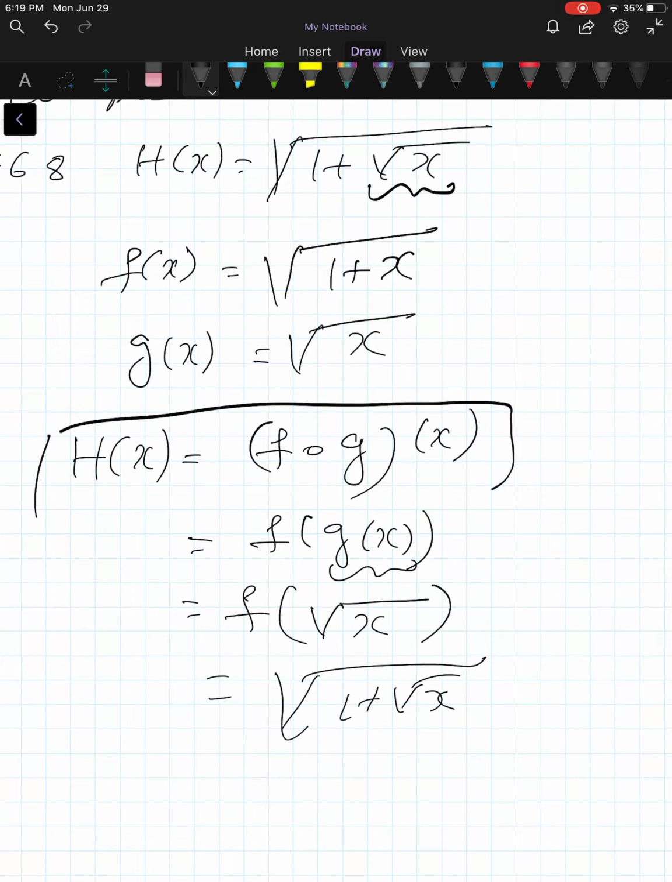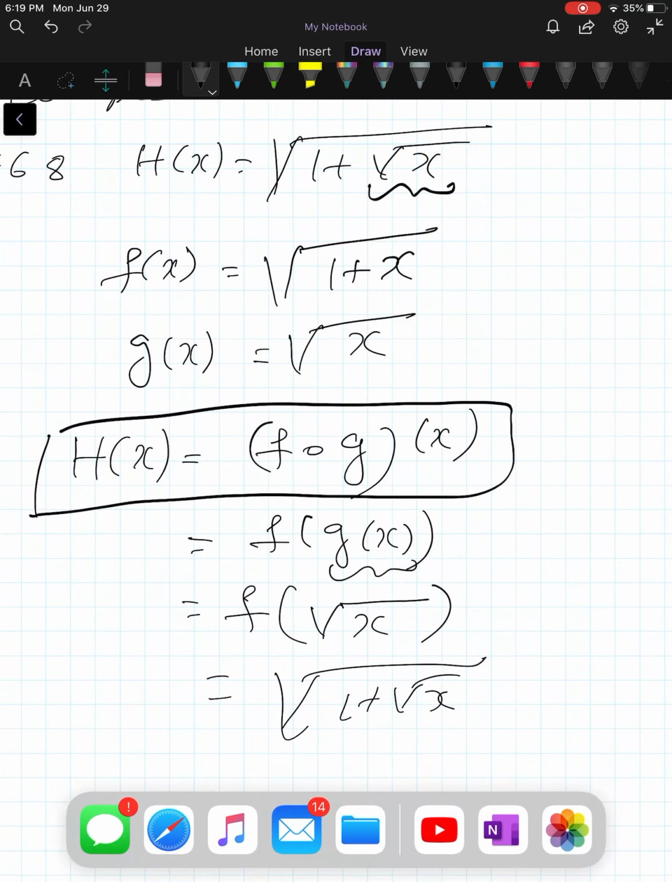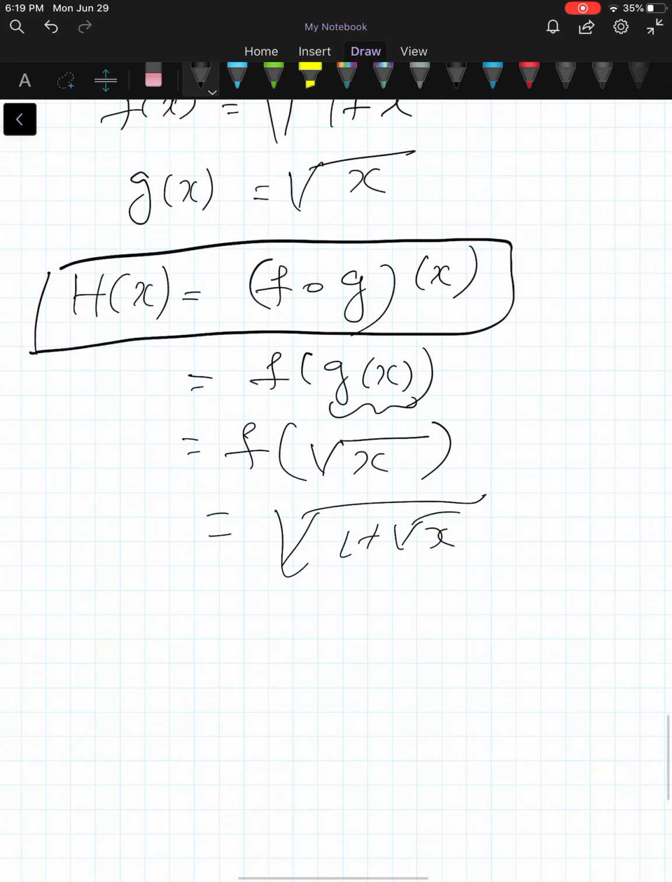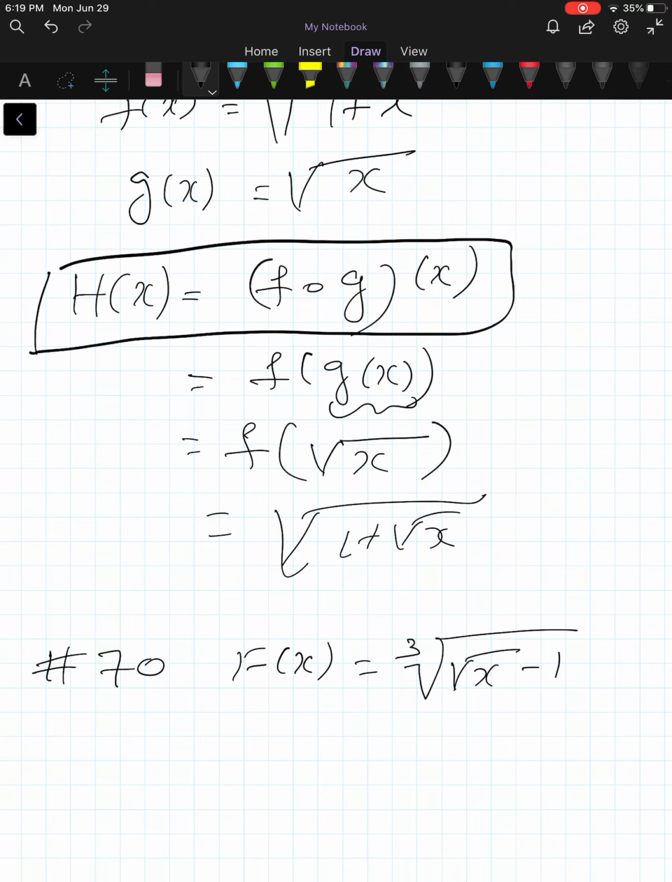So you can express h of x as a composition of two functions like this. The only thing is you should identify the interlinked functions, like a function inside a function. If you are able to identify and judge what has to be operated first, that would help in solving these kinds of problems. So let us do another one where we have to express it as a composition of three functions. This is problem number 70 in the book, f of x is equal to cube root of square root of x minus 1.